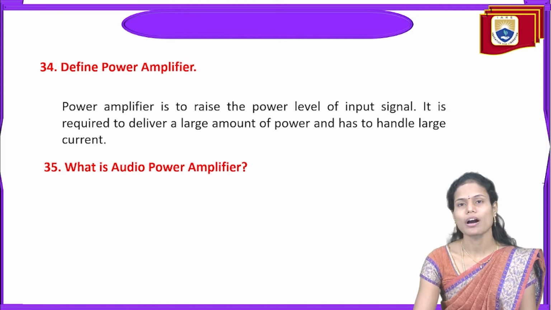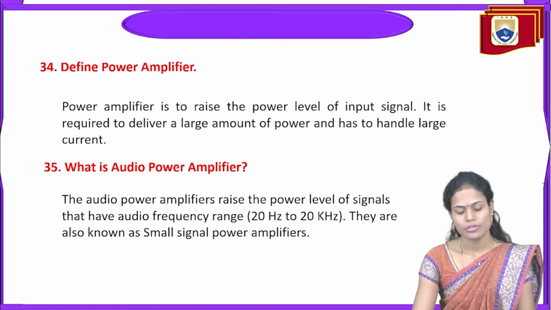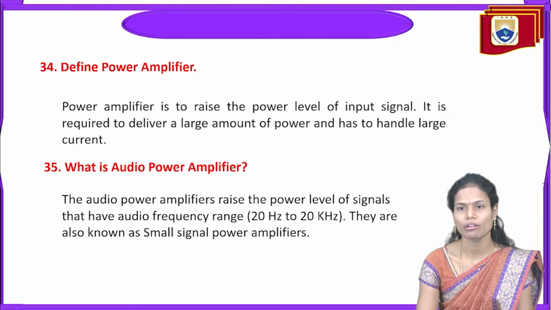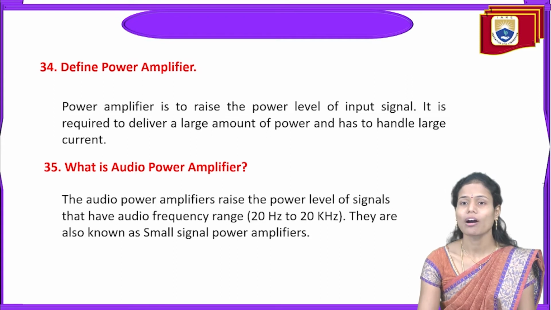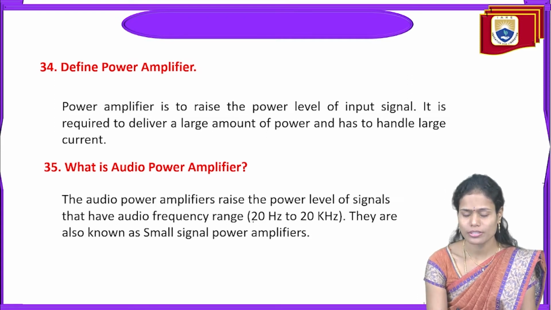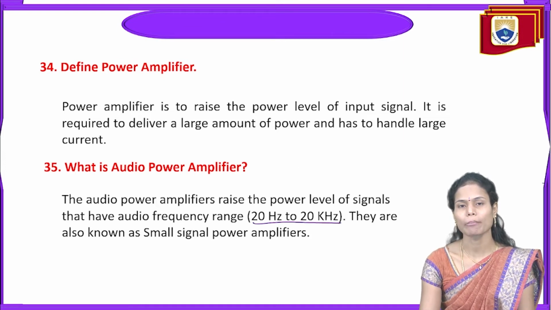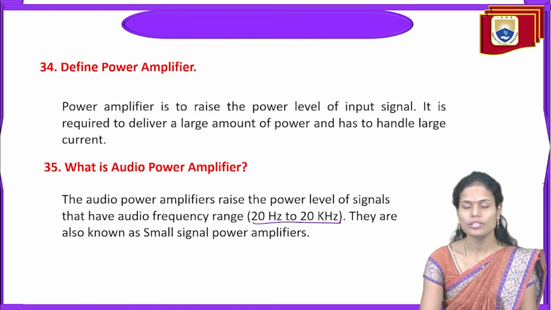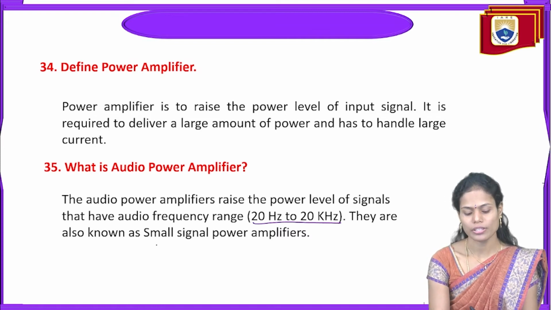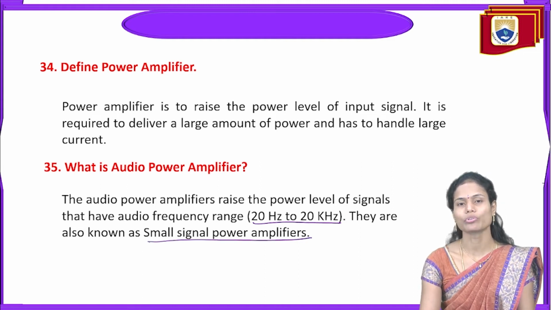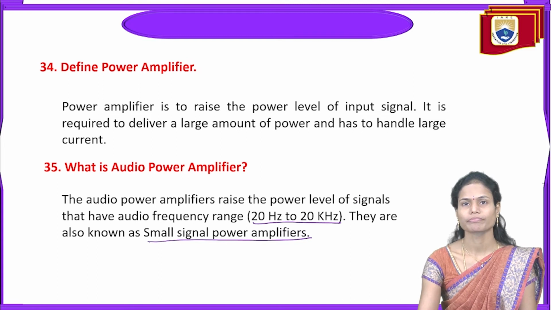What is audio power amplifier? So the audio power amplifiers are used to improve the power level of signals that have audio frequency range, that is, the signals within the range from 20 Hz to 20 kilohertz can be amplified by using the audio power amplifiers. So these are also known as small signal power amplifiers. Why? Because the frequency range is up to 20 kilohertz only.